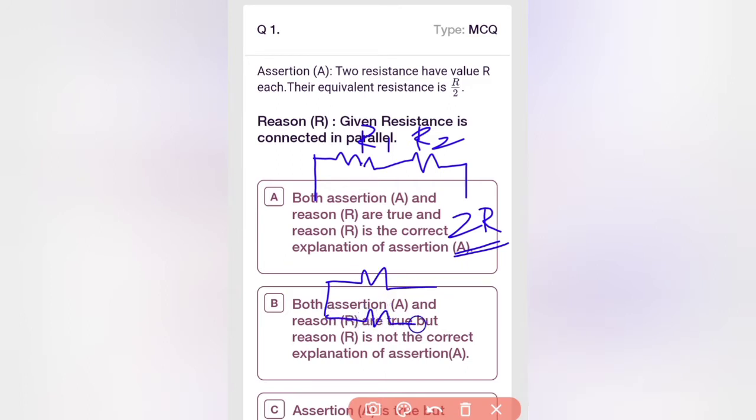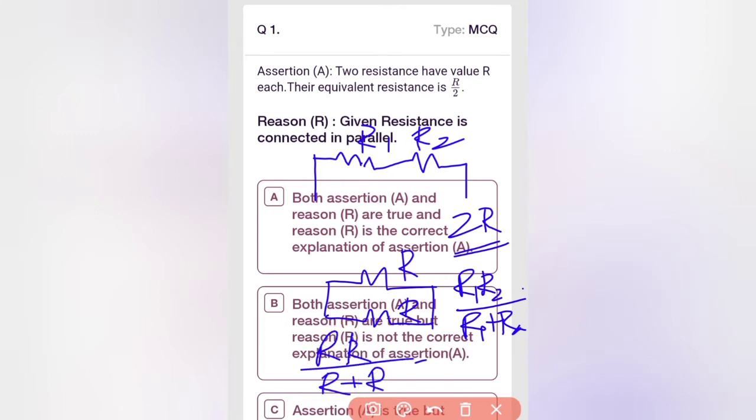So when two resistors are connected in parallel, this is R1 and this is R2, we get the formula: total resistance is R1 into R2 divided by R1 plus R2. Now we have the same resistance, so R into R divided by R plus R, which is R square divided by 2R, which can be cancelled and we get R by 2. Yes, R by 2, that's right. So when we connect them in parallel, we get R by 2.